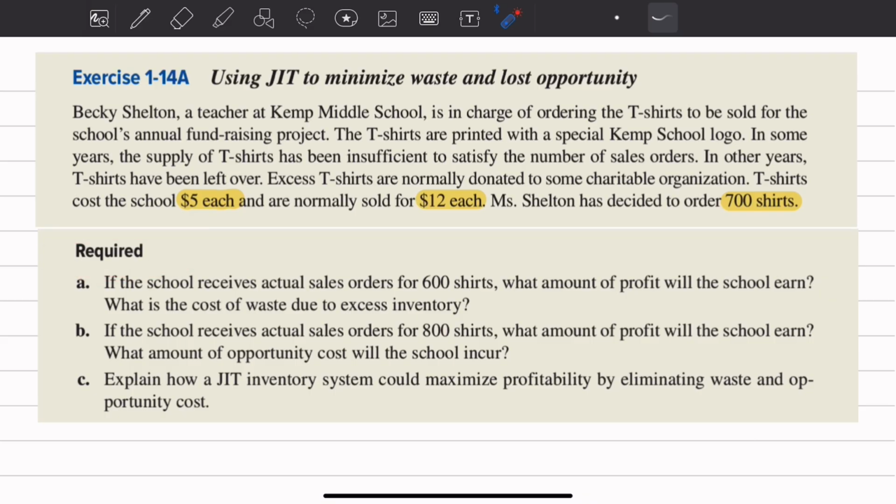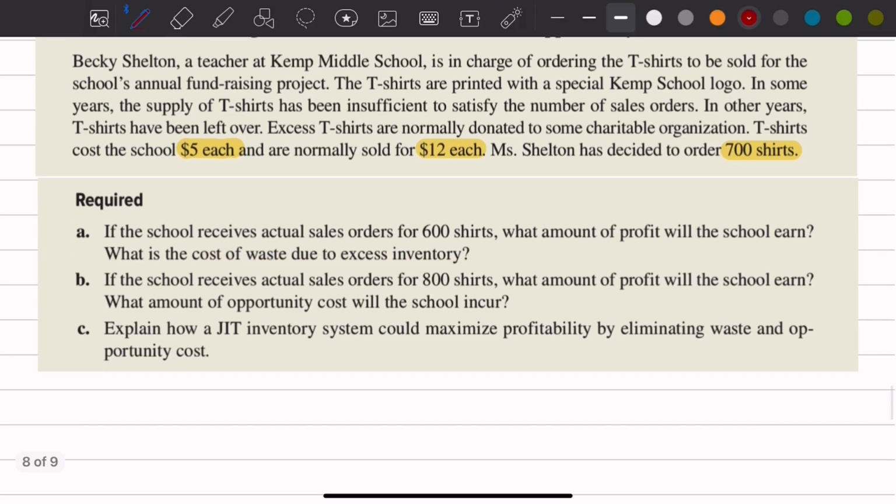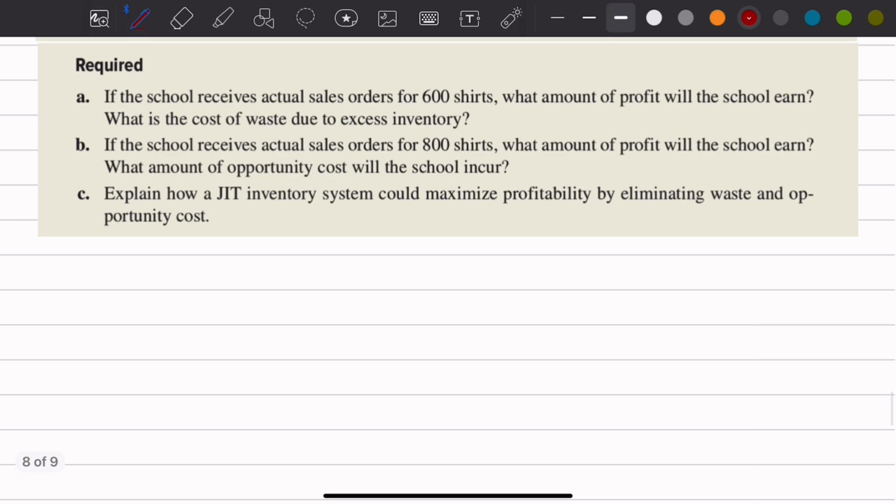A, if the school receives actual sales orders for 600 shirts, what amount of profit will the school earn? What is the cost of waste due to the excess inventory? So let's see. For part A, we're just going to do a small basic income statement to run our numbers.